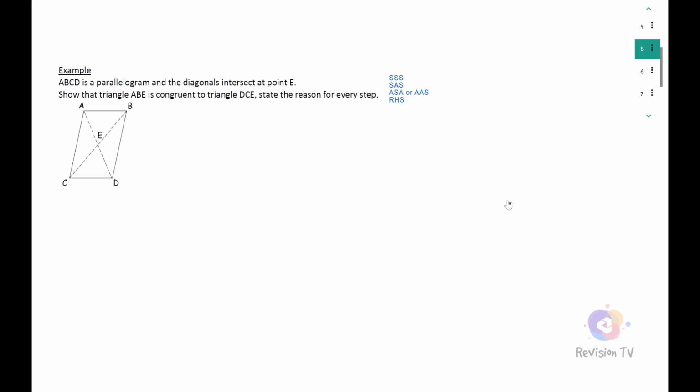All right. So for this example, the next example we're looking at is a parallelogram. One thing you must know about a parallelogram is that the opposite lengths are equal and parallel. Now, parallel means it affects the angles, so you have to record some parallel angles as well. So we have to show that triangle ABE and triangle DCE are congruent and state the reason for every step. I would suggest you draw the triangles first to begin with. The separate two triangles: A, B, and E, and then C, D, and E.